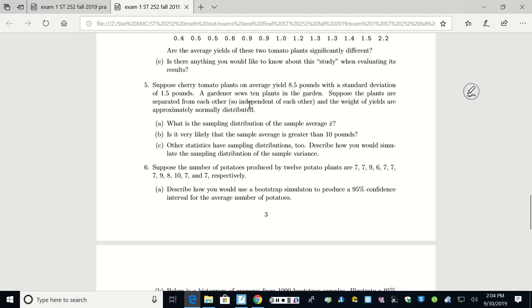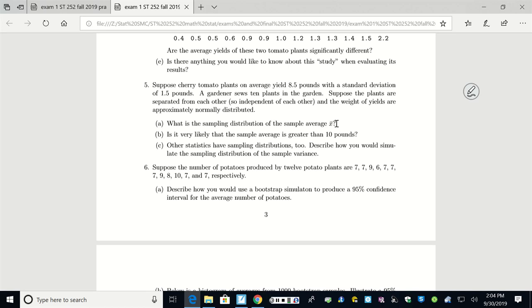Not that they often are. If you plant them close together, you can kind of support each other. And the yields are approximately normally distributed. Right? What's the sampling distribution of X bar? Chapter 4 talked about the sampling distribution. Right? So this could be phrased as something specific like this.